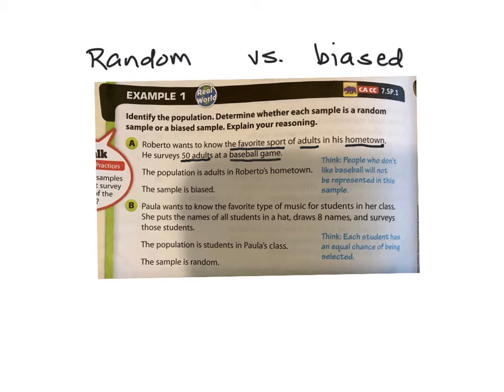At a baseball game. He wants to know the favorite sports of adults in his hometown, and he asks 50 adults who are at a baseball game. The problem with that is that if he's finding out their favorite sport, they're at a baseball game. So many of them very well might have their favorite sport be baseball. So it might not be representing the entire adult population in his town. He's only asking people who went to a baseball game.